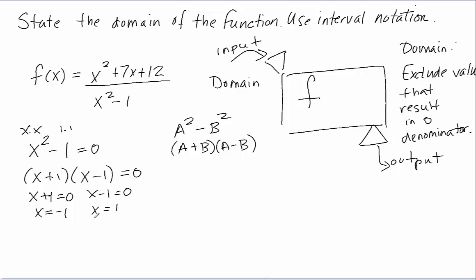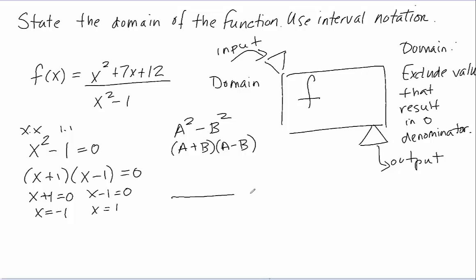That means that I can put anything into this function named f except -1 and 1, because if I put them into the function, they'll cause an output that's not a real number. And remember, the domain has to be a set of numbers that produces a set of real numbers. So since these produce an undefined result, those are not considered part of the domain.